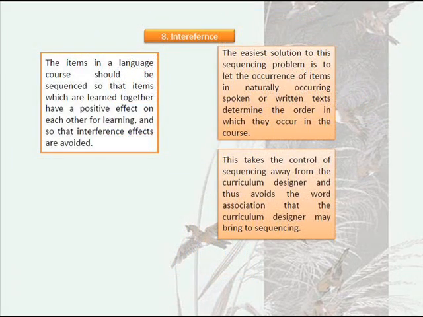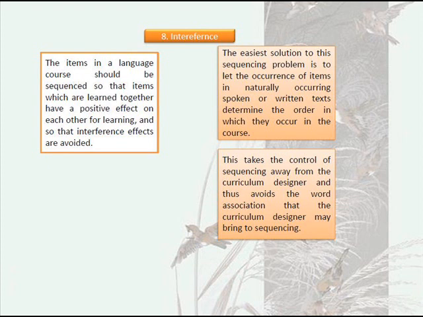And now we come to the last point. It is about interference. The items in a language course should be sequenced so that the items which are learned together have a positive effect on each other for learning, and so that interference effects are avoided.